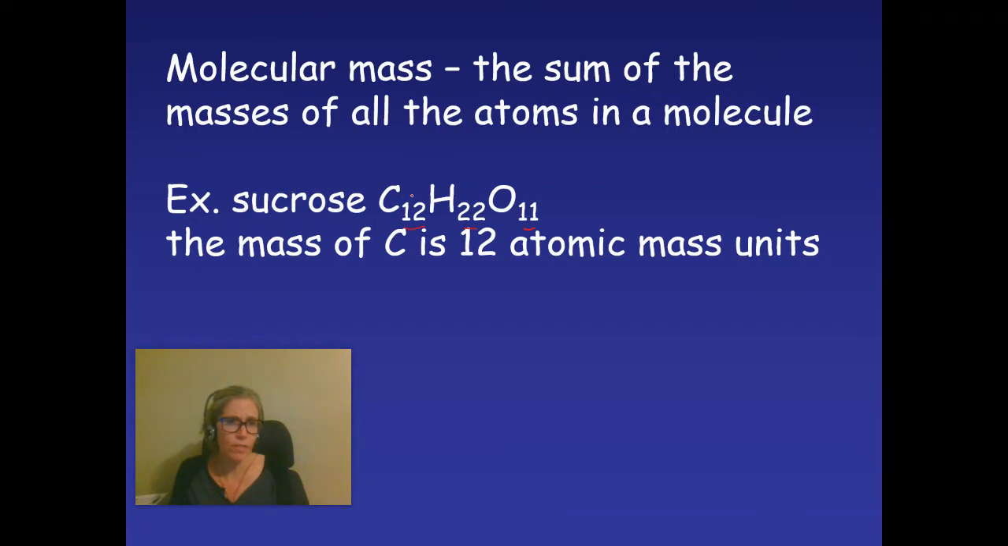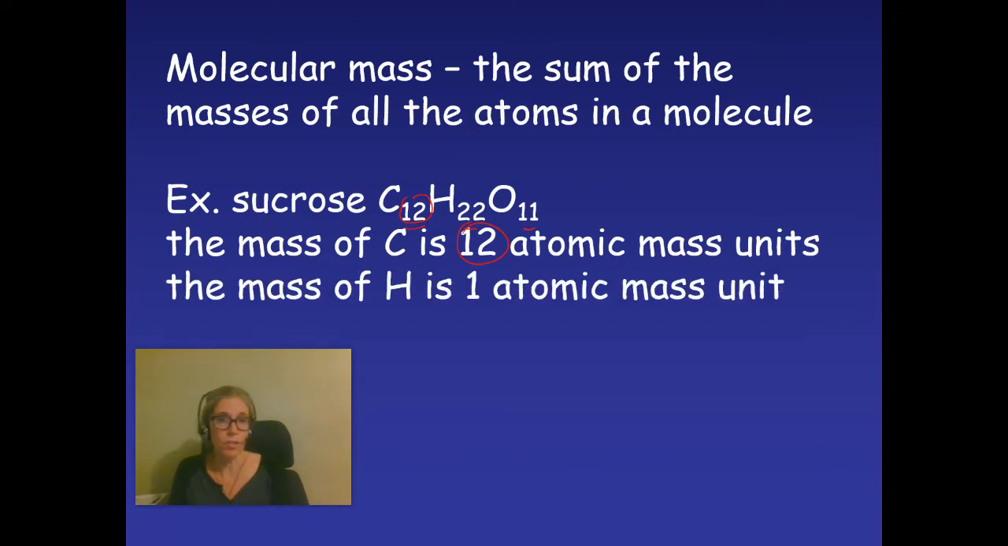So if we have 12 of these atoms, and each atom has 12 atomic mass units, 12 things that weigh the same as a proton or neutron, we would do 12 times 12 for the mass of all the carbons in the sucrose molecule. Hydrogen has 1 atomic mass unit. Usually there's just 1 proton. Occasionally there's a neutron or 2, but for the most part, hydrogen weighs 1 atomic mass unit because it has 1 proton. We have 22 of those, so for hydrogen's contribution, it would be 22 times 1.